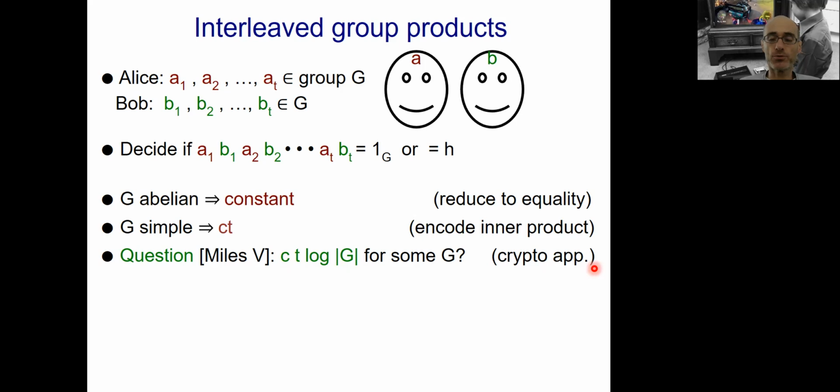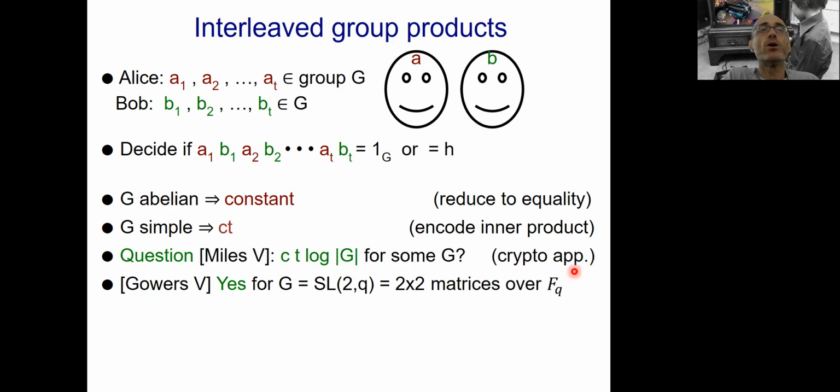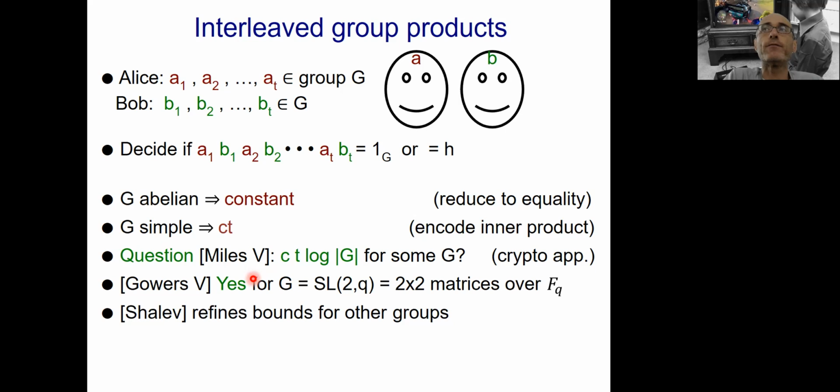Some thought was given to this question by various people until, in a paper with Gowers, we proved that the answer is yes for a group like SL2(q). This is the group of 2x2 matrices over the field with q elements. So for this group, deciding interleaved group products requires communication t times log the size of the group. Our work actually gave bounds for other groups, even for any simple group, but they were not very strong bounds. Later, Shalev refined some of our other bounds for these other groups.